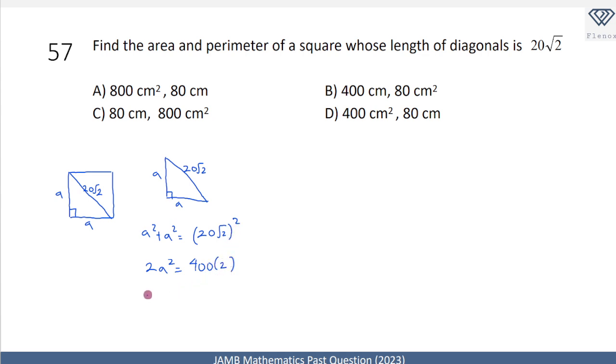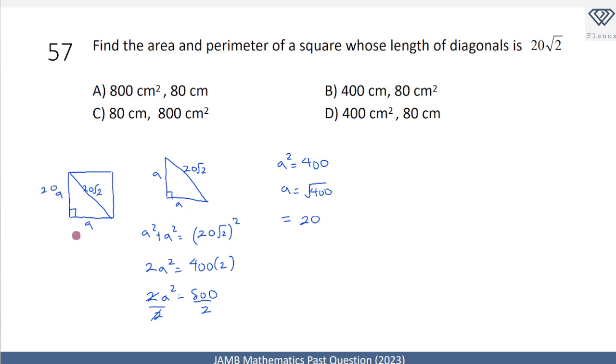So this is just the same thing as saying 2A squared is equal to 400 times 2, which is 800. And if I divide both sides by 2, 2 cancels out 2, and I have A squared. A squared is equal to 400. So A will just be equal to the square root of 400, and that is equal to 20, because 20 times 20 is 400. So the length of my square is 20.